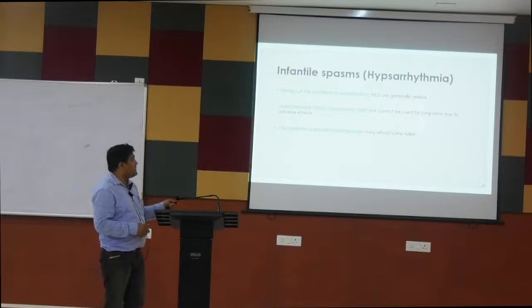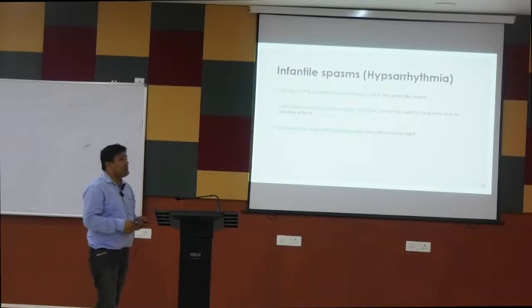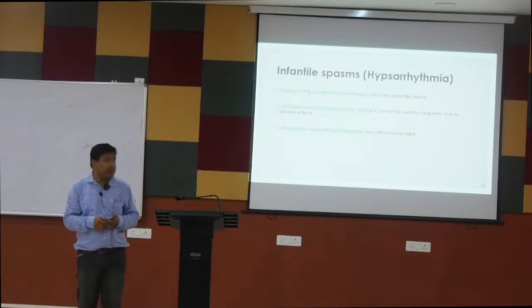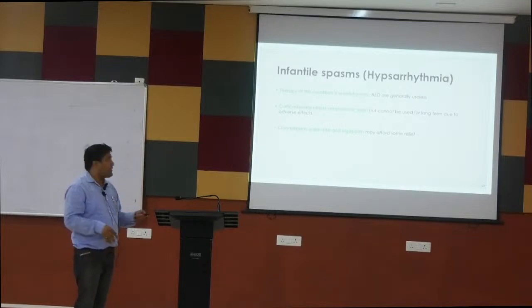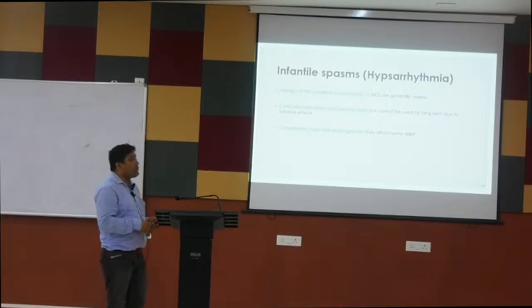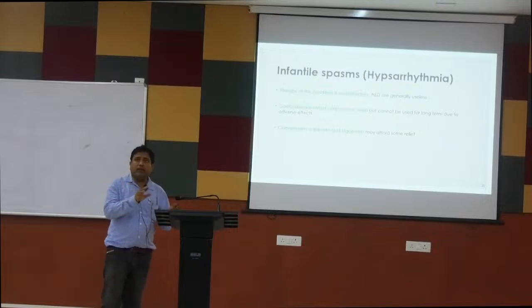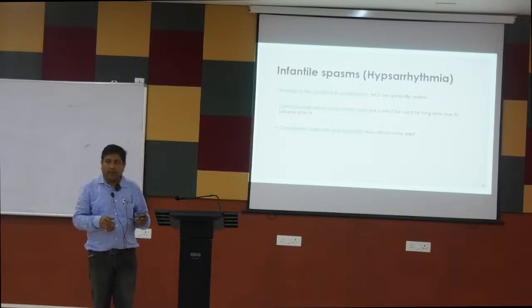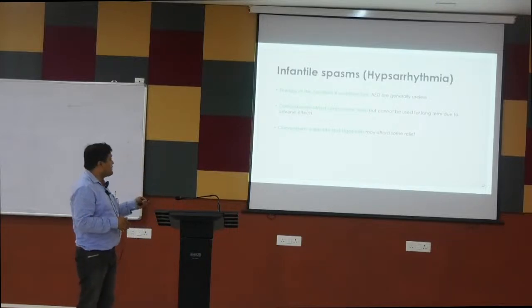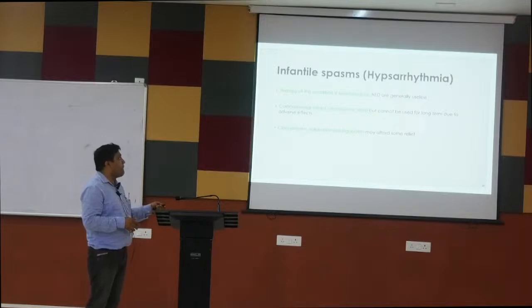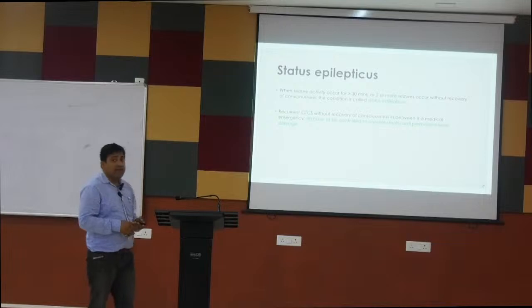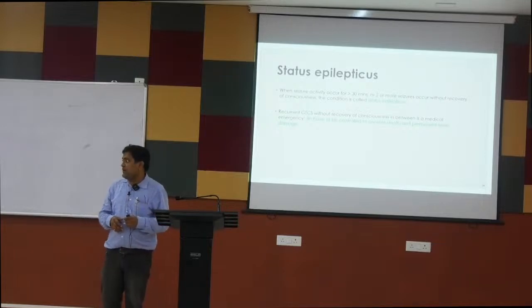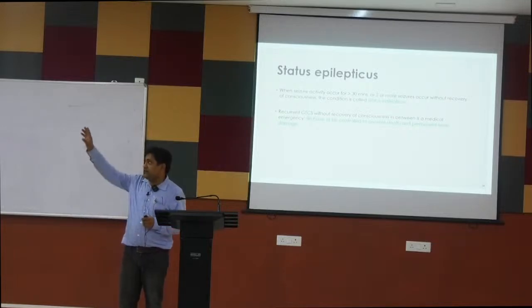Infantile spasm, that is dysarthria, therapy of this condition is very unsatisfactory. Anti-epileptic drugs are generally useless. Corticosteroids, they afford symptomatic relief, but they are not used for the long term because of side effects. Clonazepam, valproate, vigabatrin may afford some relief, not complete. Status epilepticus.